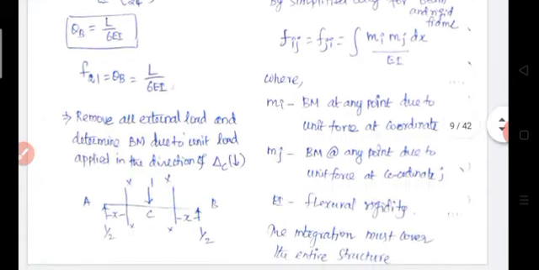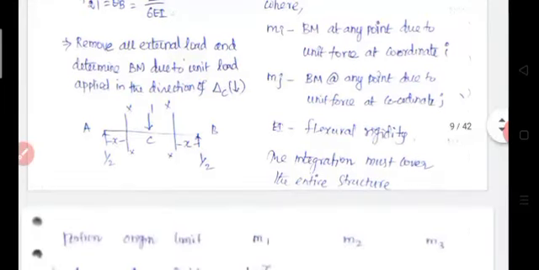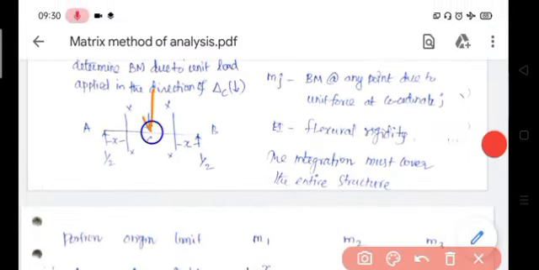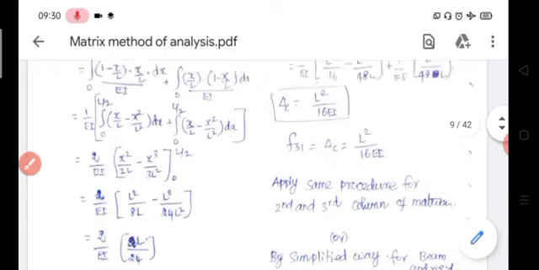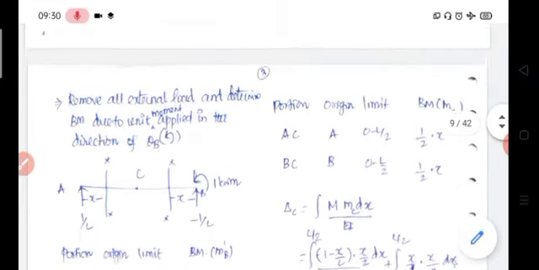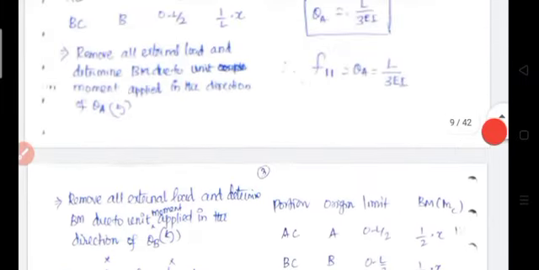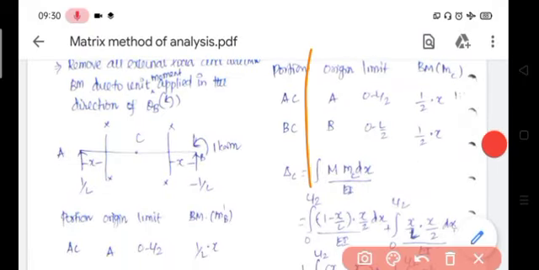The next, we have to determine delta C. For this again remove all the external load and determine the bending moment due to unit load applied in the direction of delta C. So remove all the external load, and apply only a unit load at mid span. Then determine the support reactions. Due to symmetry, the support reactions are 1 by 2, 1 by 2. Then again determine the moment. For this again make a table like this: portion, origin, limits, then bending moment.